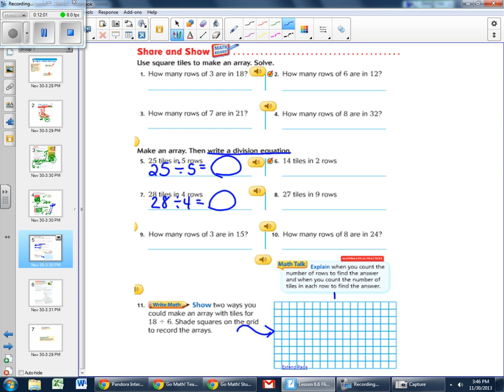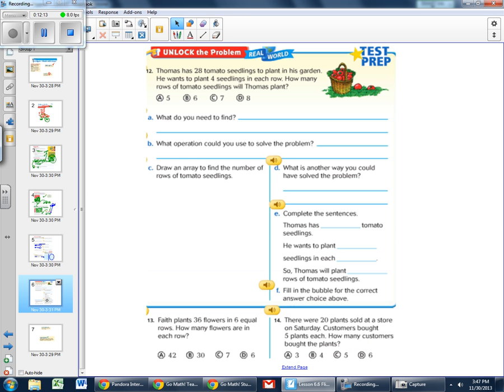Use part of the grid solving it one way. Use your answer that you get for this, and then use the second part of your grid to show me the second way. You'll complete this at the end of the lesson. Let's go ahead and jump ahead to our problem solving so that I can go through these with you to make sure that we understand these.